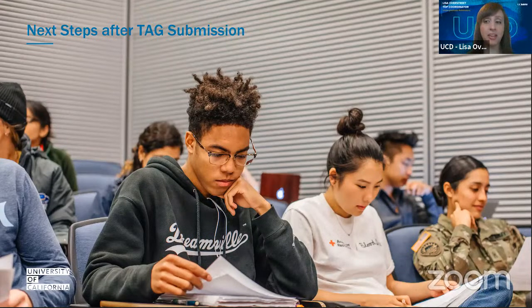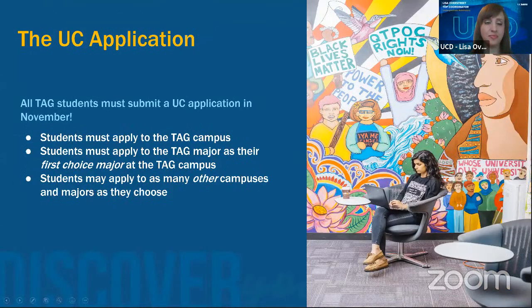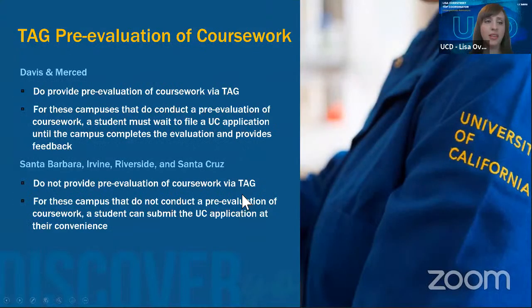So after you submit your TAG application, you're not done yet. There are still multiple steps that you need to take to complete the process. Next slide. So there are several campuses that do a pre-evaluation of your coursework. So Davis and Merced do what we refer to as a pre-evaluation.